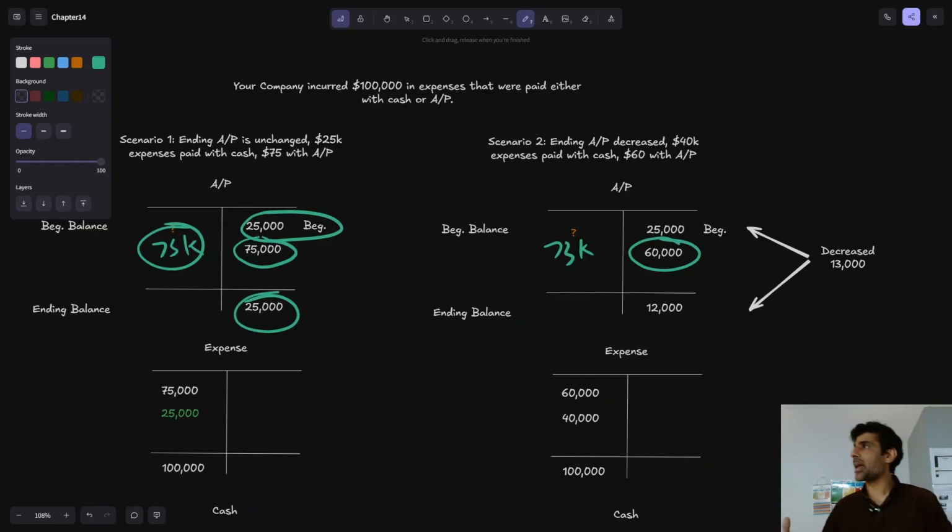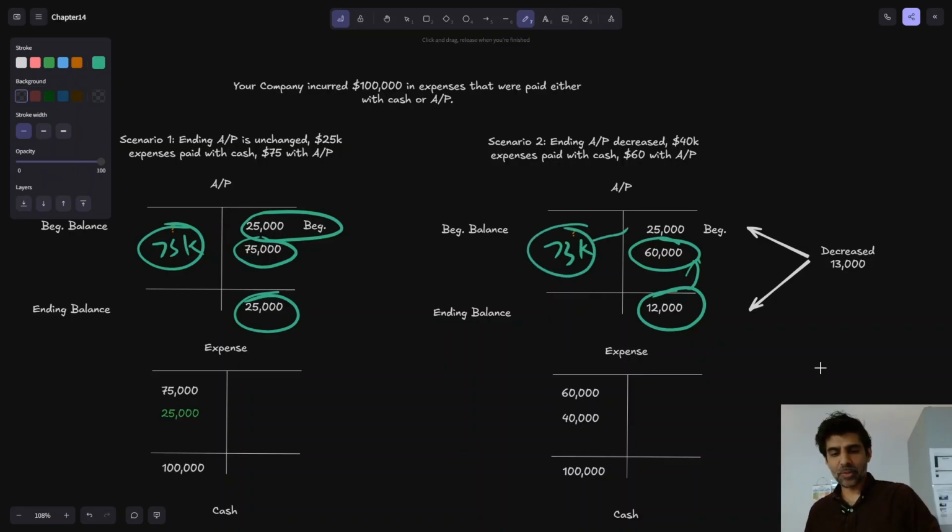Now that's not exactly right, because this ending balance is probably going to be mostly from here, because this 73K was probably paying off most of this or all of it. And then this ending balance is actually from here, right? But again, we're just looking at the change. The change is really what is going to help us think about the cash flow.